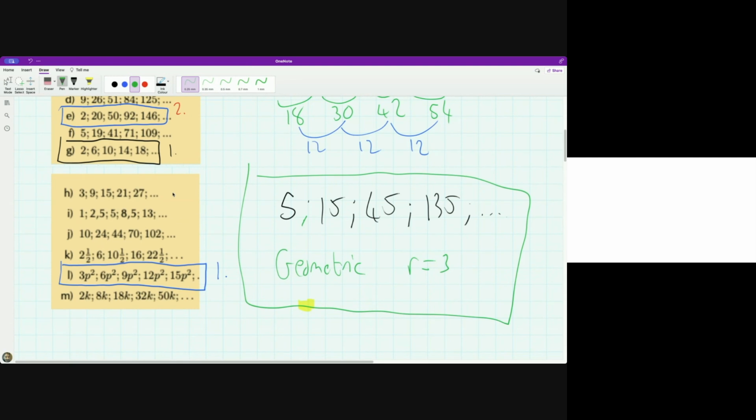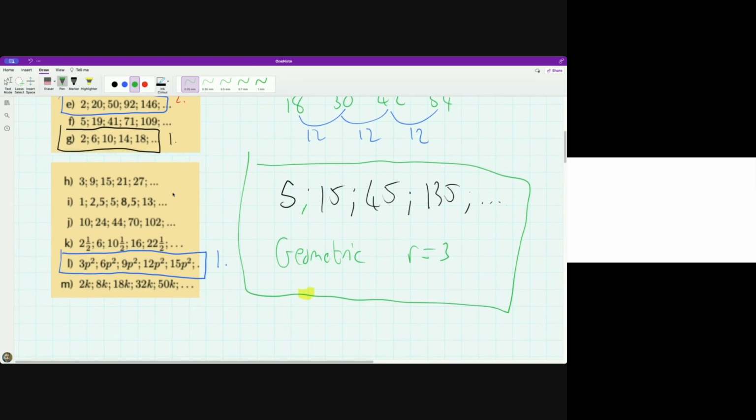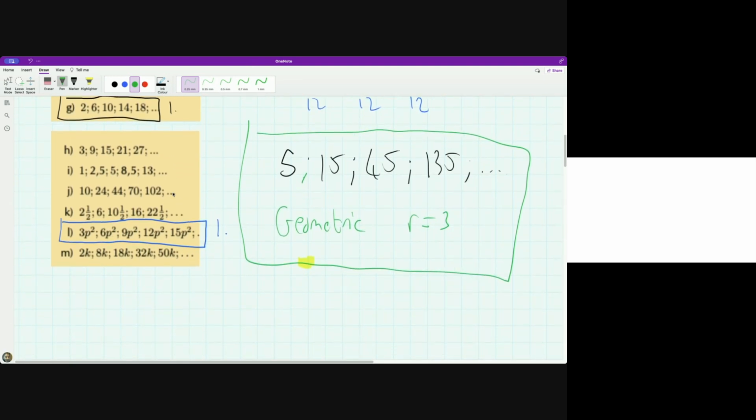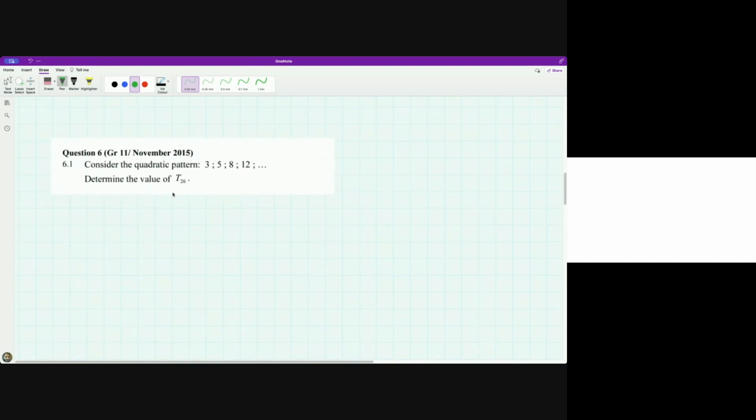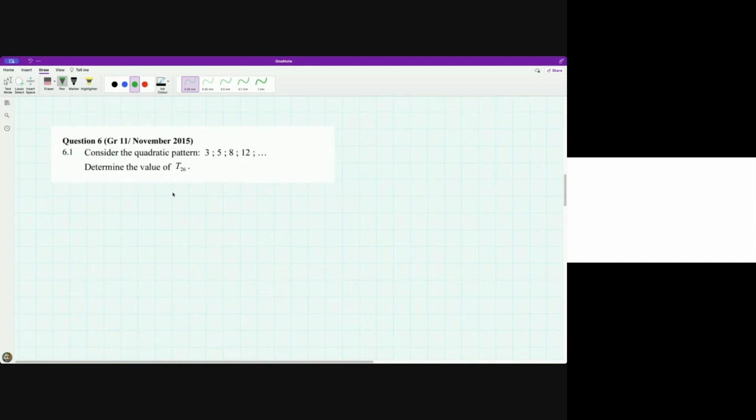Yeah, fantastic. All right, well then let's get crack-a-lacking with some old exam questions. So here is an old exam question, and it says, consider the quadratic pattern, and I want you to work out for me the value of T26. Now, if you need some hints, you can put an H in the chat, but for now, I want to see if you can fly solo with solving this exam question.